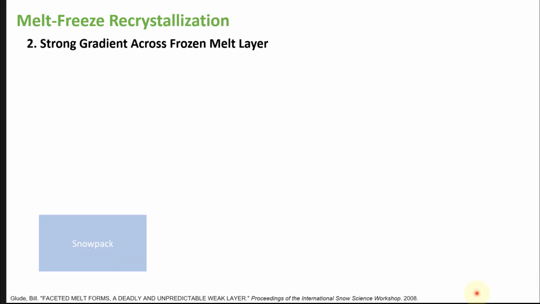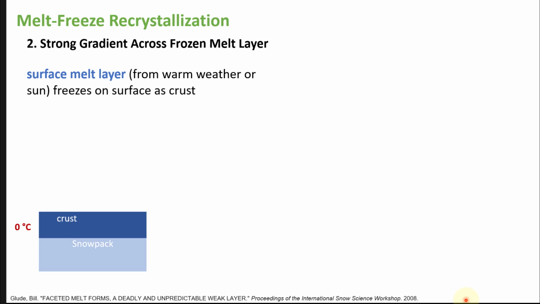Okay, so a second type that we can talk about, which doesn't have a lot of literature discussion, but we'll talk about it because it really is a distinct observation that you can find in the snowpack, is one called strong gradient across a frozen melt layer. So again, starting with our initial cold snowpack, we generate some surface melt layer from warm weather or sun or whatever, and then that freezes on the surface as a crust at about 0 degrees C initially.